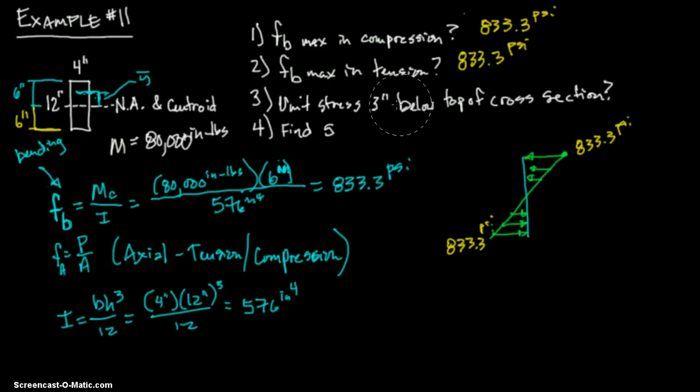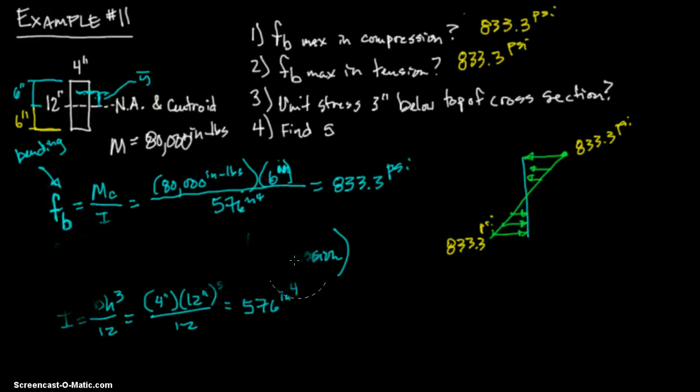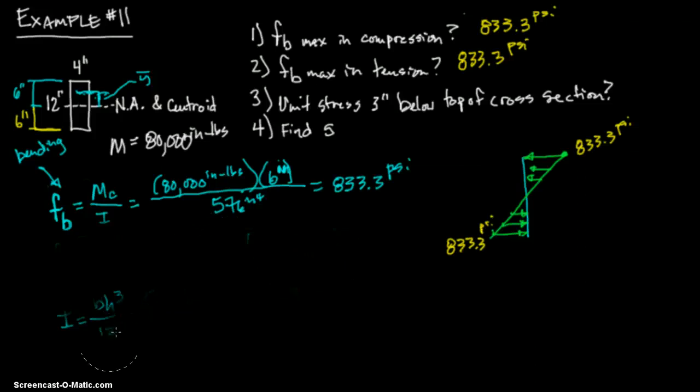Now let's look at unit stress, 3 inches below. Let's get rid of some of this stuff down here. We already know what our I is. And the unit stress 3 inches below top. So at this point we want to say the stress and bending equals My over I. Remember, C is your max, your neutral axis to the top of your section, and Y is where we're talking about.